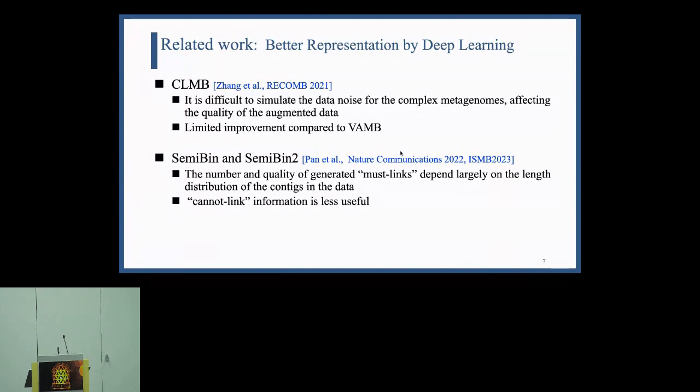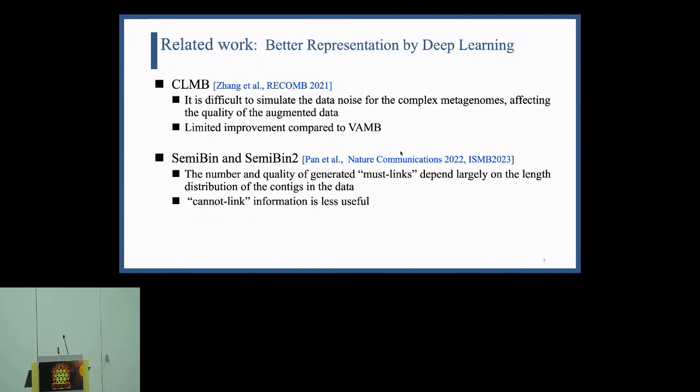On the other hand, SemiBin is a semi-supervised binning method based on deep learning. It constructs pairwise must-link constraints by splitting contigs longer than 4,000 base pairs into two equal-length segments, and constructs the pairwise cannot-link constraints from the taxonomic annotation information. However, the quantity and the quality of the must-link constraints are influenced by the length distribution of the contigs within the dataset. And also the cannot-link information is not very useful for contig binning.